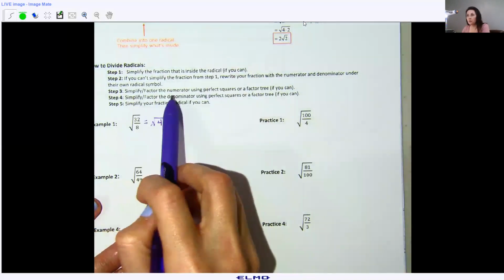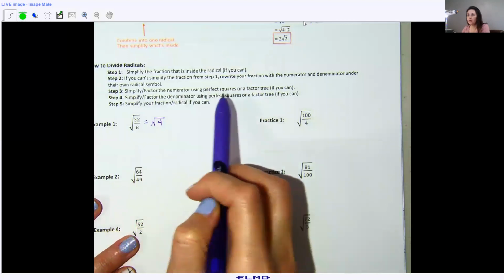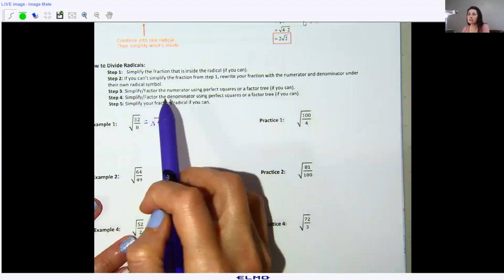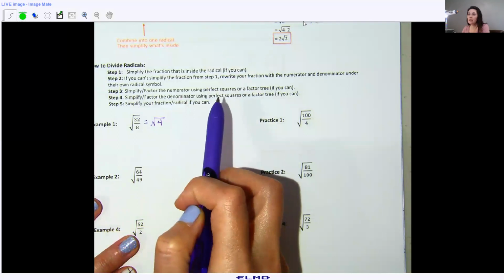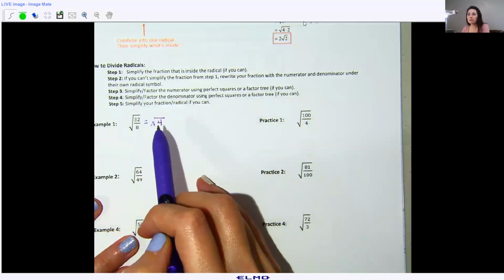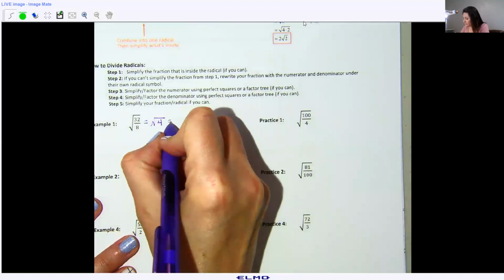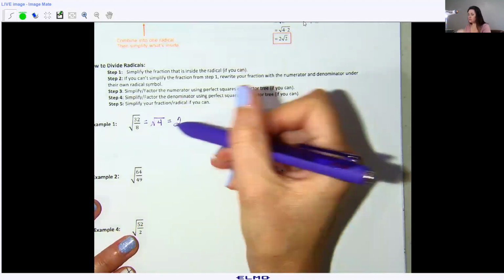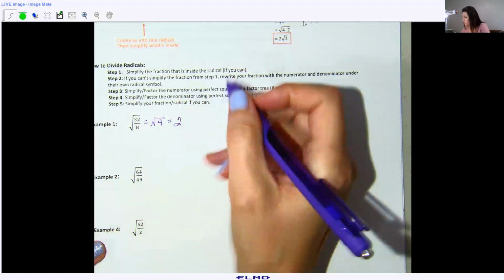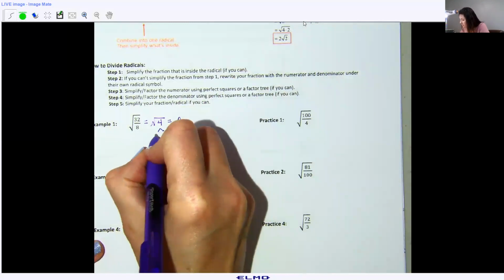Step 3, simplify or factor the numerator using perfect squares or a factor tree, and then step 4 is the same thing, but for the denominator. In this case, we got rid of the fraction, so the square root of 4 is 2, and how do I know that? Because 2 times 2 is 4, and we are looking for groups of 2.